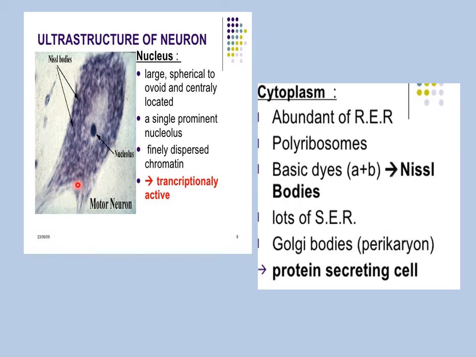The large cell body of the neuron, the soma or the perikaryon, consists of a single centrally placed ovoid nucleus with a prominent nucleolus and finely dispersed chromatin. The cytoplasm of the cell body is rich in cellular organelles: rough endoplasmic reticulum, Golgi apparatus, a lot of smooth endoplasmic reticulum, and polyribosomes. In addition, neurons have basophilic bodies, called Nissl bodies, which are characteristic of the cell bodies of neurons.